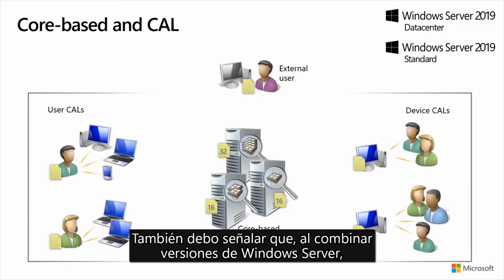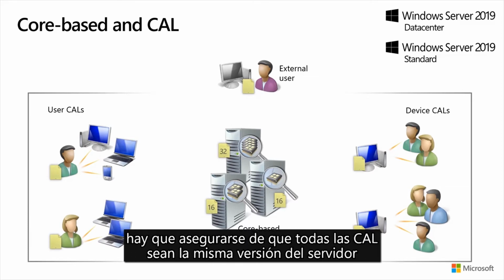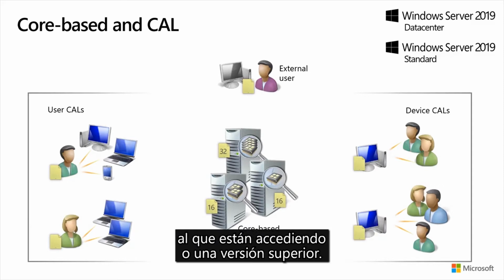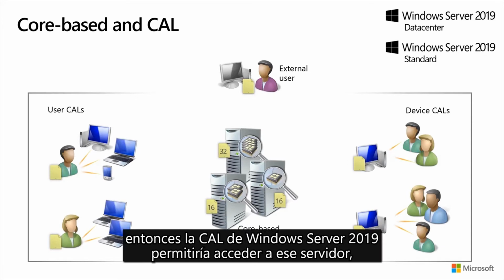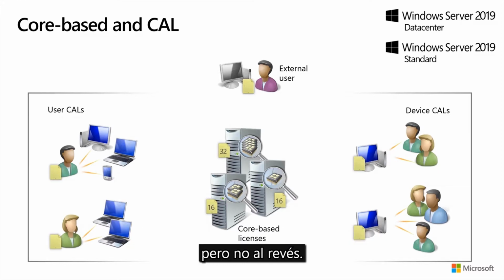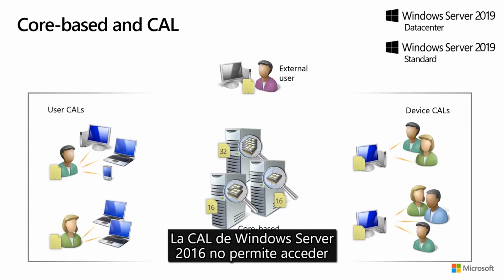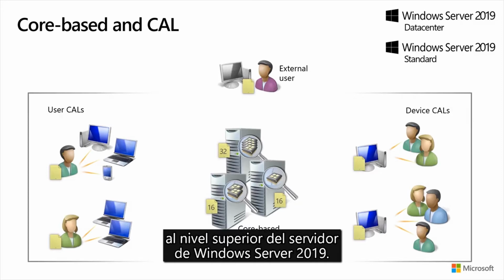Another point to note is that if you have mixed versions of Windows Server, then you need to make sure that the CALs are the same or a higher version of the servers they're accessing. For example, if you had a Windows Server 2016 server, then Windows Server 2019 CALs would be allowed to access that server, but not the other way around. Windows Server 2016 CALs can't access the higher level, the Windows Server 2019 server.